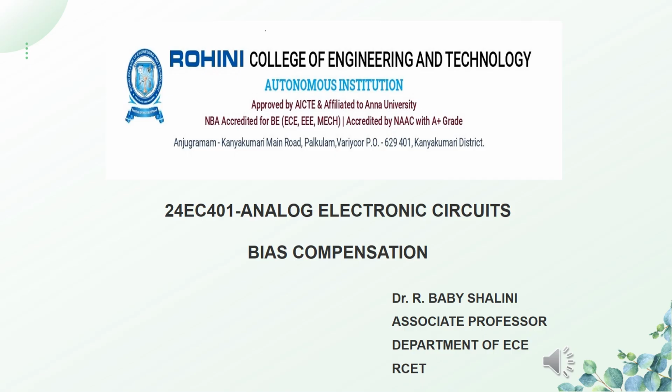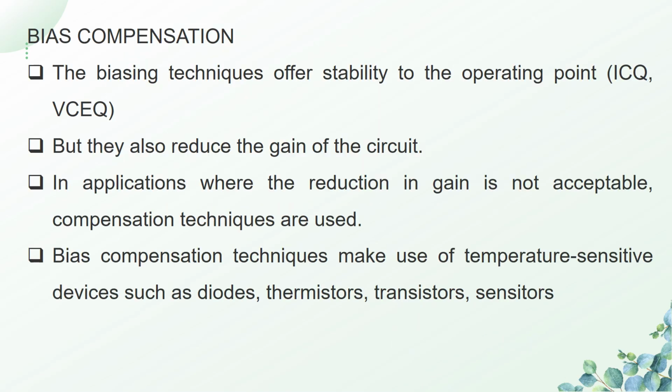In this lecture, we are going to see about bias compensation. Biasing is the method of giving proper supply voltage to a device to operate in the stable Q point. The biasing techniques offer stability to the operating point by selecting proper ICQ and VCEQ values. But the method of biasing also reduces the gain of the circuit. In applications where the reduction in gain is not acceptable, we need to impose compensation techniques.